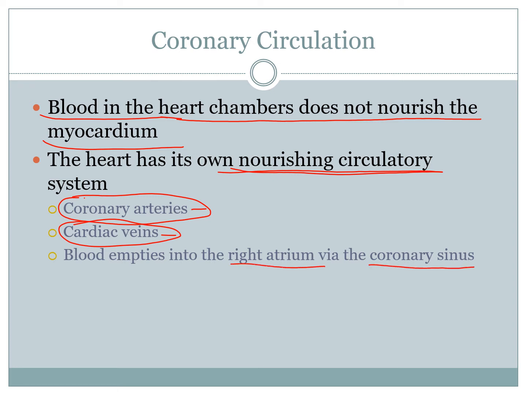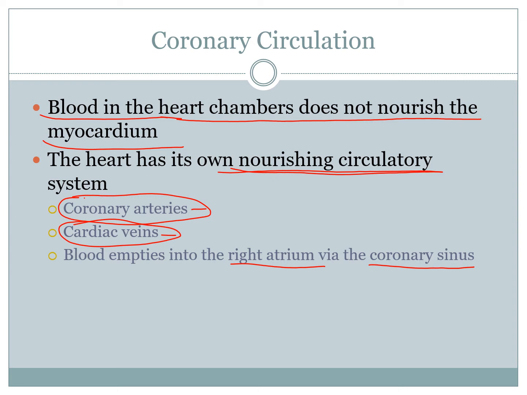coronary sinus. Okay, so now we have the inferior vena cava, superior vena cava, and coronary sinus that actually fill the right atrium itself. So that blood doesn't go anywhere else. It feeds the heart and then gets pulled back into the right atrium. Okay, that's how it works.